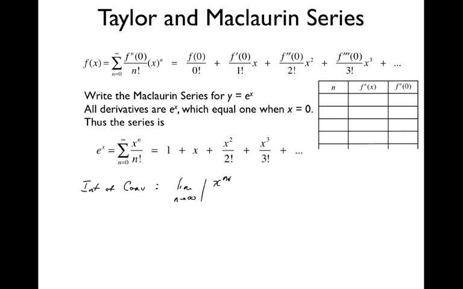x to the n plus 1 over n plus 1 factorial times n factorial over x to the n, which leaves us with x to the n plus 1 over x to the n.